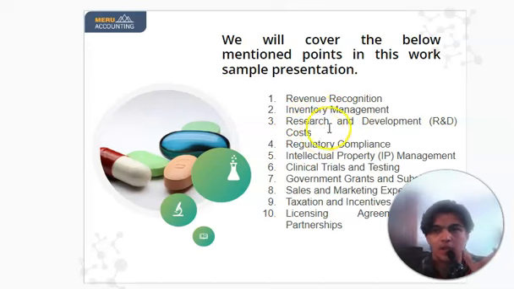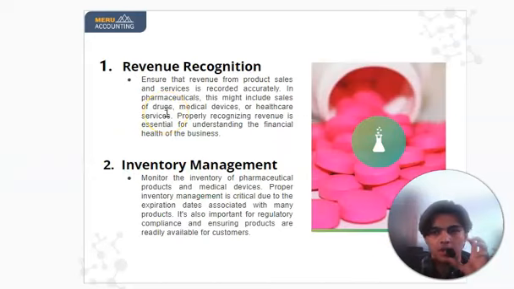We'll start with revenue recognition, then we'll go to inventory management, then research and development cost, regulatory compliance, intellectual property management, then we'll talk about clinical trials and testing, government grants and subsidies, sales and marketing expenses, taxation and incentives, and lastly, licensing agreements and partnerships. So let's start with revenue recognition.